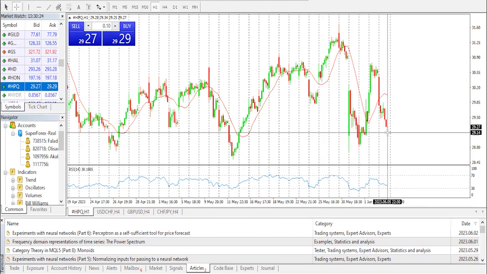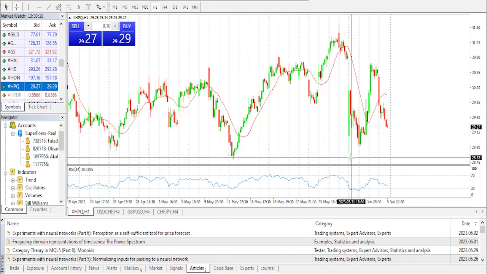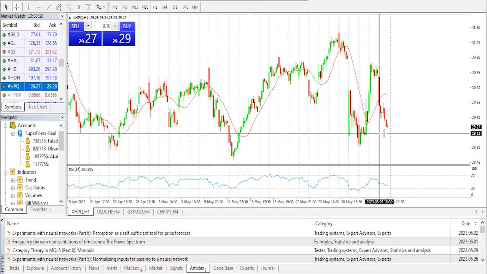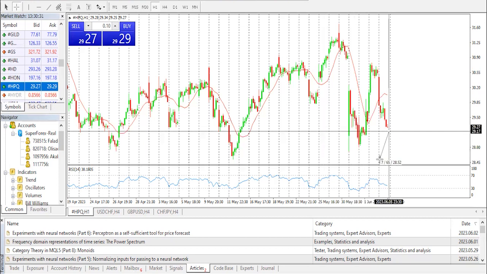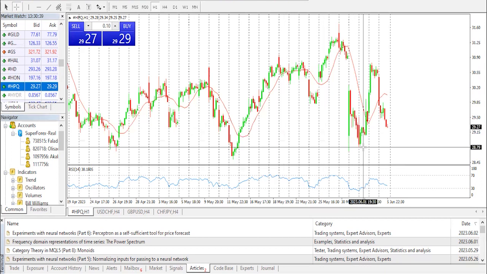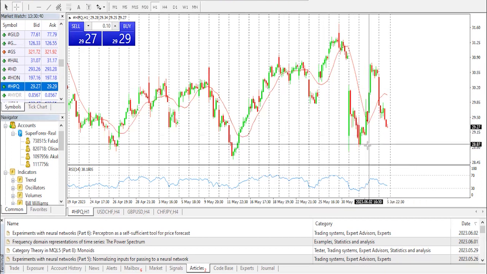Now, if we're to make an entry at this point, and hopefully a breakout of this point leading to a new zone at 28.52, we are looking at about 65 pips from that entry point, which we can call good money.